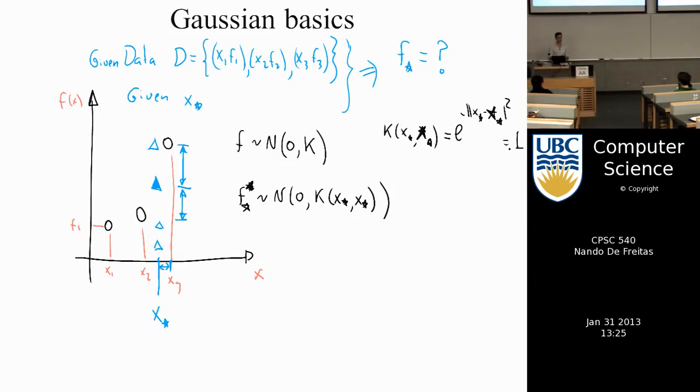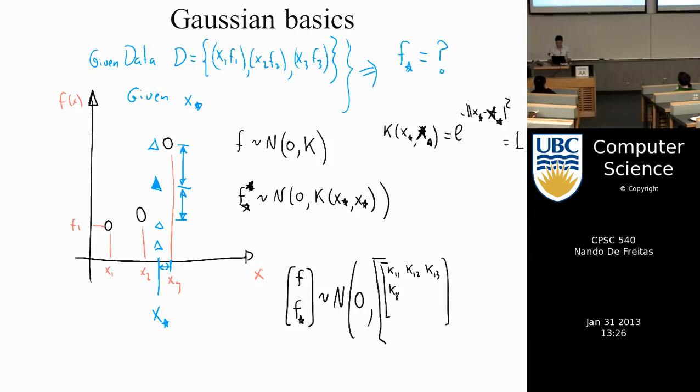So I can't just have them as two independent Gaussians, but I must have them together as a 4D vector, a 3D vector f and a 1D vector f*, coming from a Gaussian distribution that's still zero mean, but with a covariance that is first the covariance k, which is k11, k12, k13, k21, k31, k22, k33, and k23, and k32.